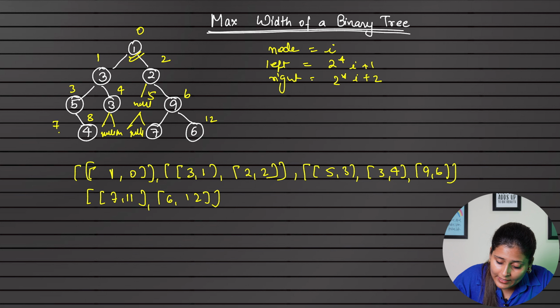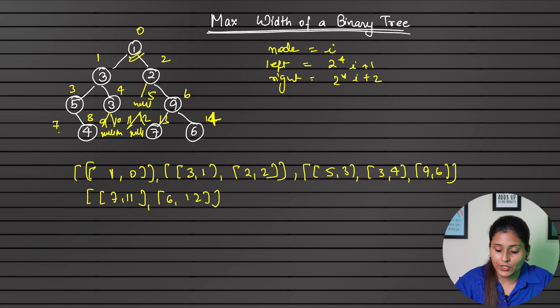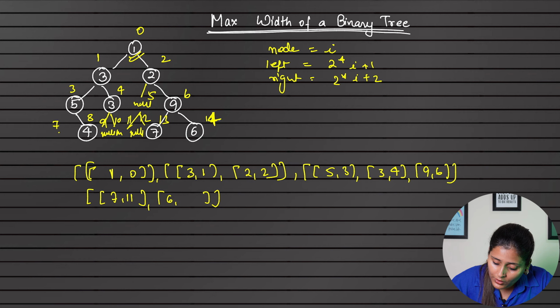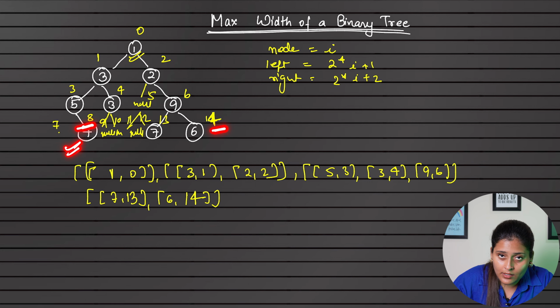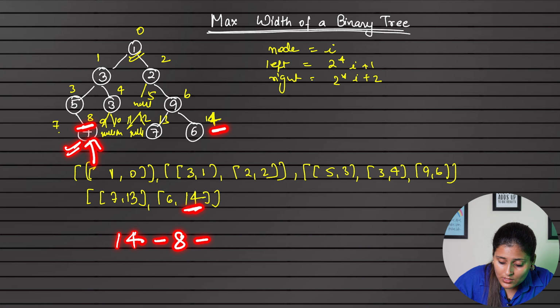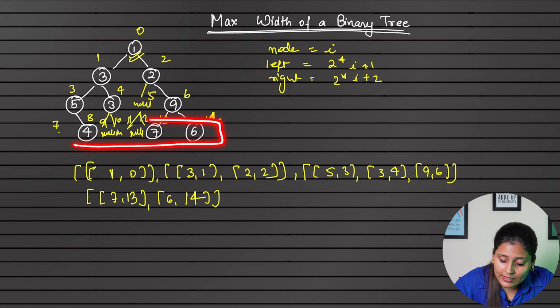So 7, 8, 9, 10, 11, 12, 13 and 14 will be the index for it. Correct? So we have to store 14 as the index and we have to store 13 as the index. And if 4 is there, so the last, and this is the rightmost. So rightmost index is 14, leftmost index is 8 plus 1. So if we subtract, this is nothing but 7. So 7 will be the width in this case.